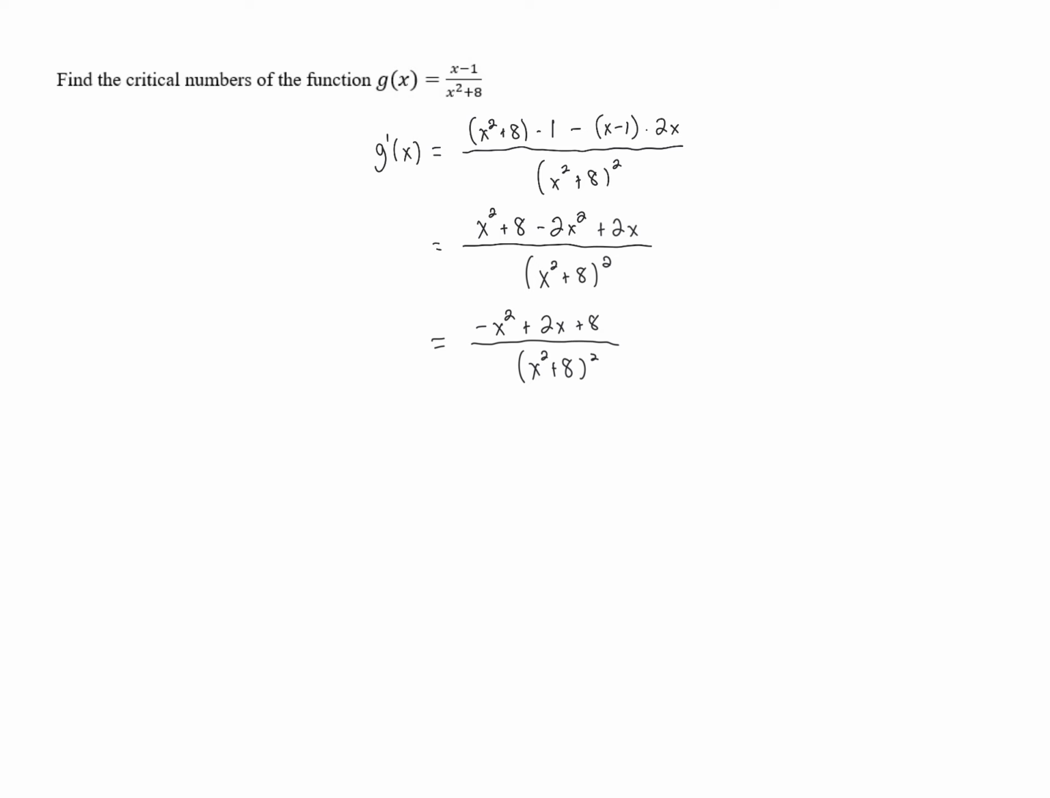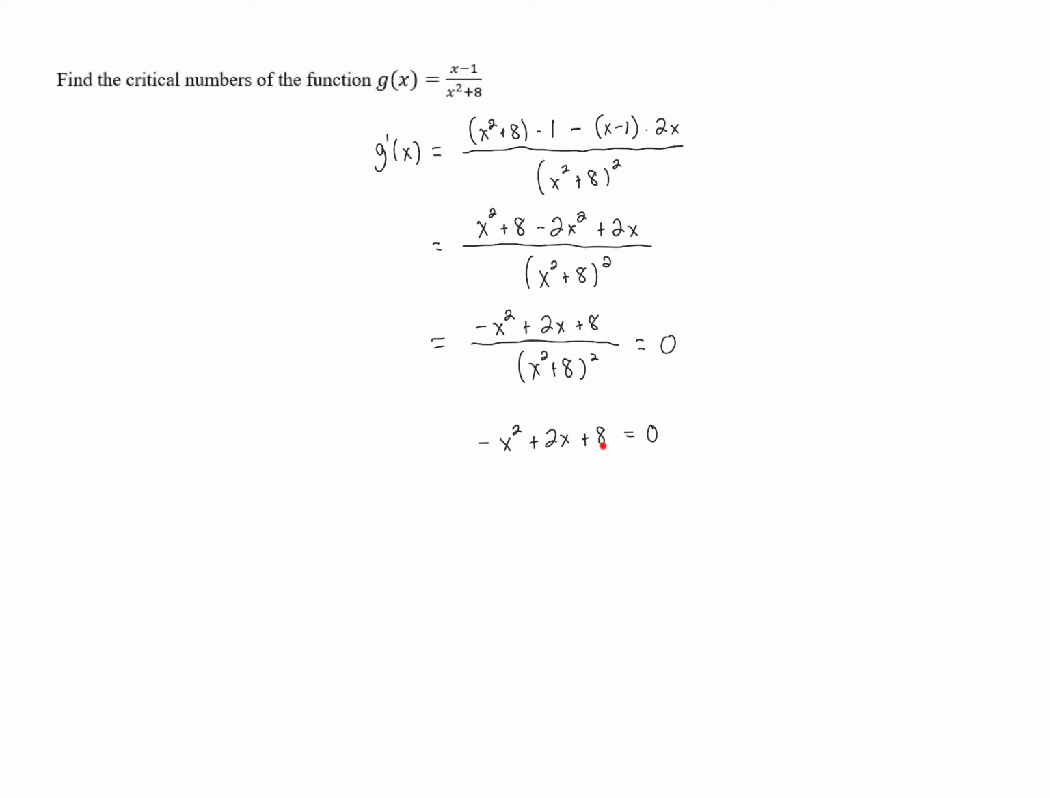Now, it's never going to be undefined because the denominator can't equal 0. X squared plus 8 is always a positive number, and a positive number squared is always positive. So we don't have to worry about when it's undefined, but we do want to know when it equals 0. And a fraction equals 0 specifically when the numerator equals 0. So we need to look at the numerator and set it equal to 0 and solve.